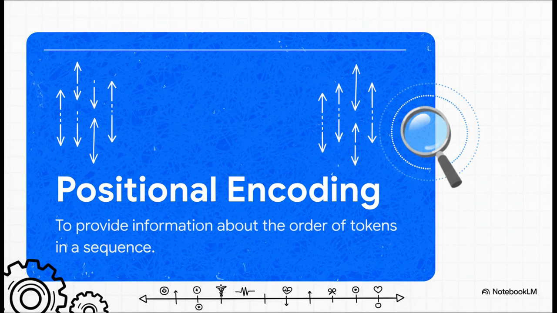That's where positional encoding comes in. We basically add a little bit of mathematical information, a signal, to each word's vector that tells the model its exact position in the sequence. And that is how it knows that dog chased cat is a completely different story from cat chased dog.